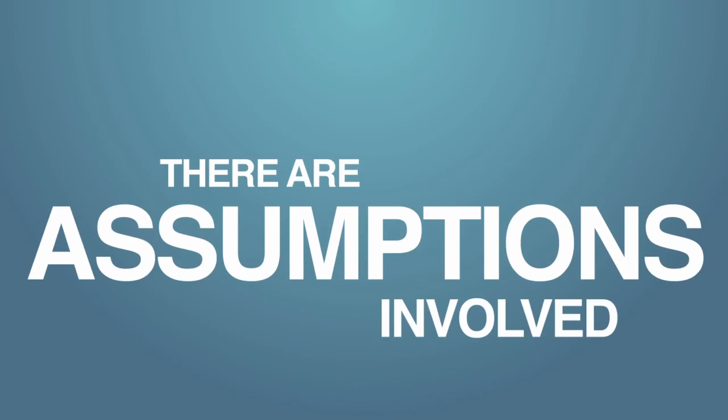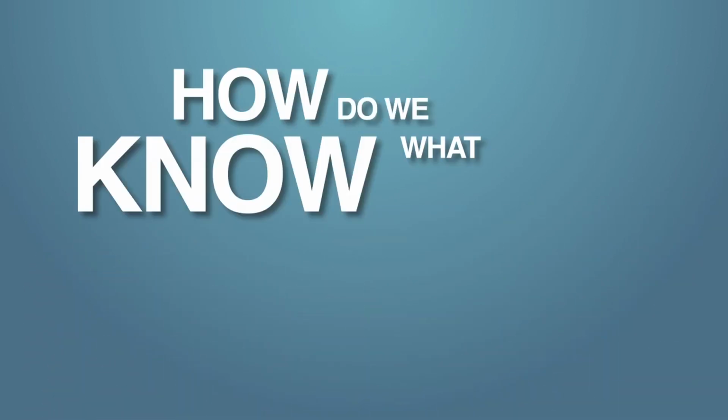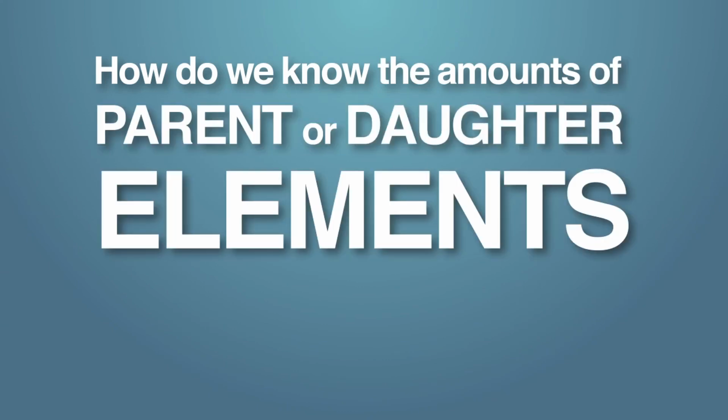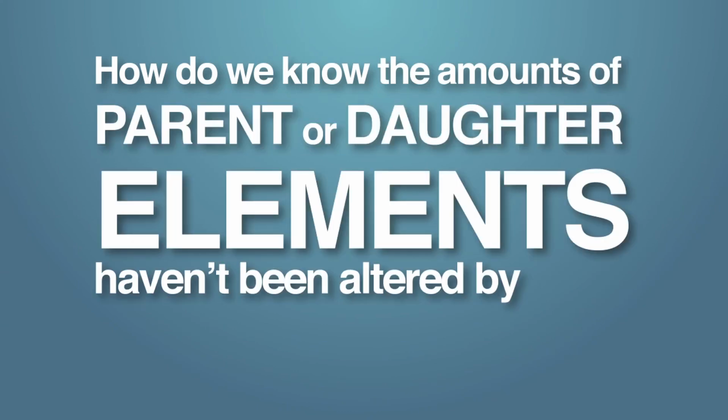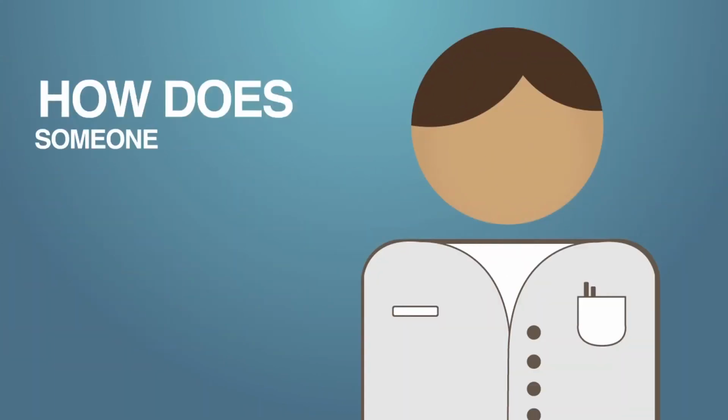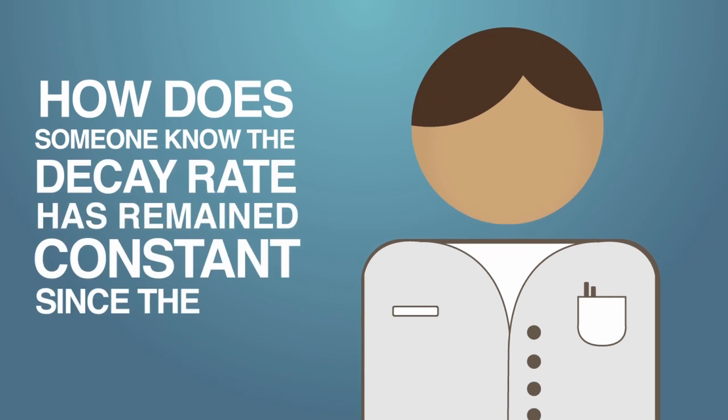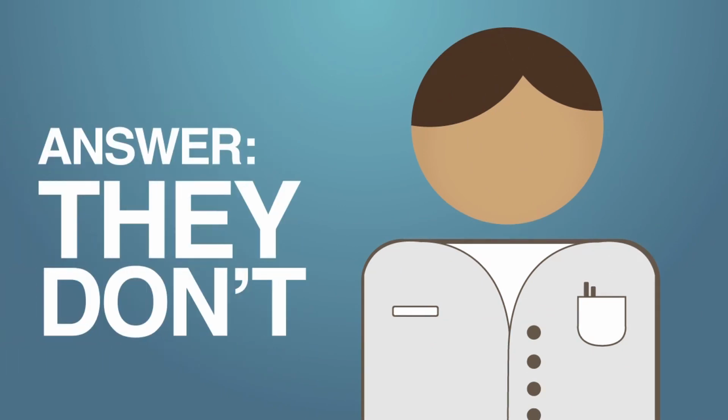There are assumptions involved. For instance, how do we know what the initial conditions were in the rock sample? How do we know the amounts of parent or daughter elements now in that sample haven't been altered by other processes in the past? How does someone know the decay rate has remained constant since the rock formed? The answer is they don't.